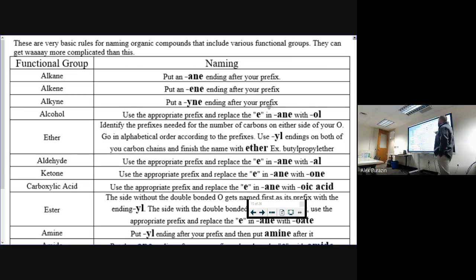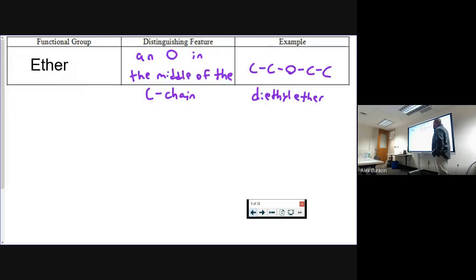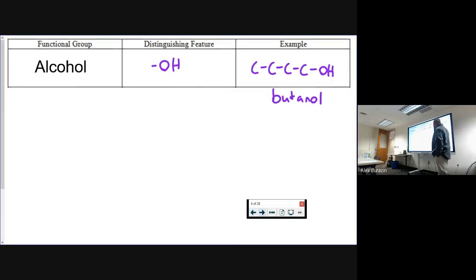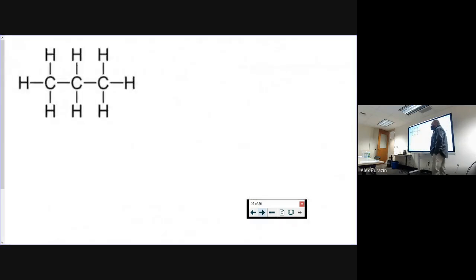Alcohol, you would start with "ane," drop the e, and use "ol." So an "ol" is basically what it becomes, after your prefix. The example I had was propanol, I think. Butanol: it starts as butane, I drop the e, replace it with OL. So let's go through and name some.